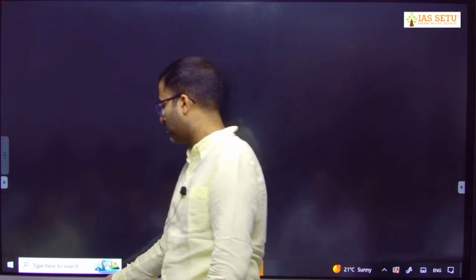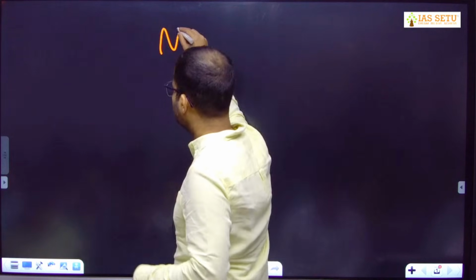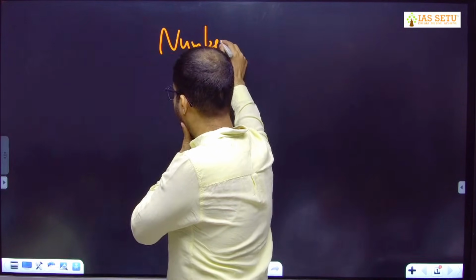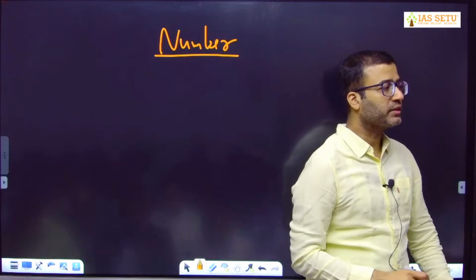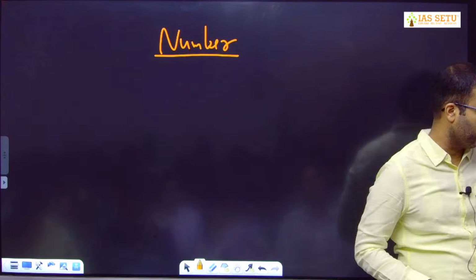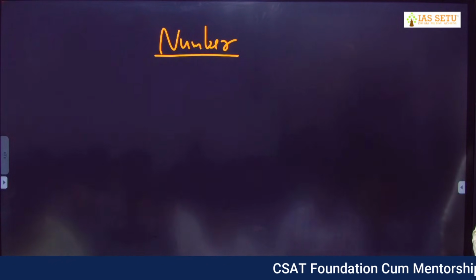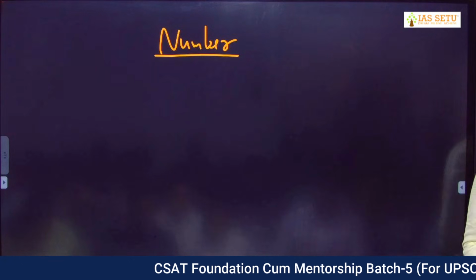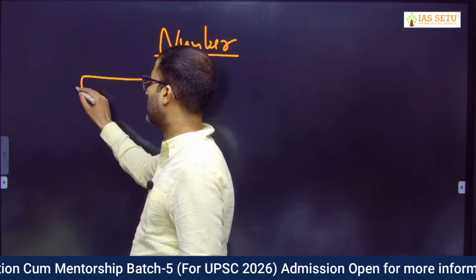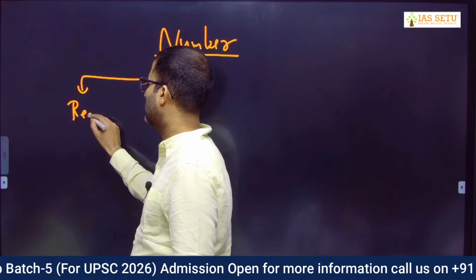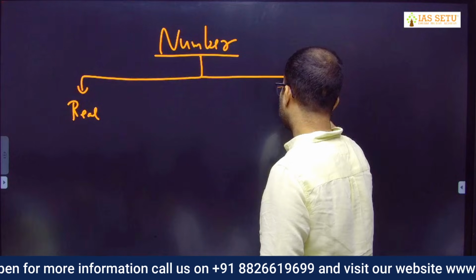So now here in number system we start with the number chart. Starting 3 classes I will take basic of number system. Now we divide number in 2 parts: real number and imaginary number.